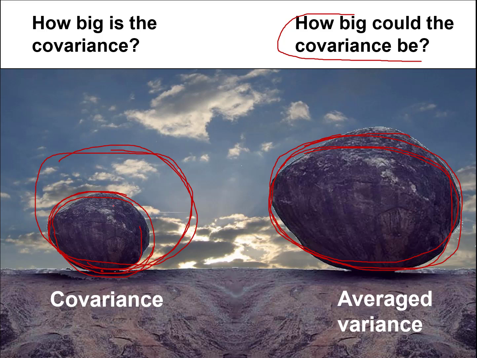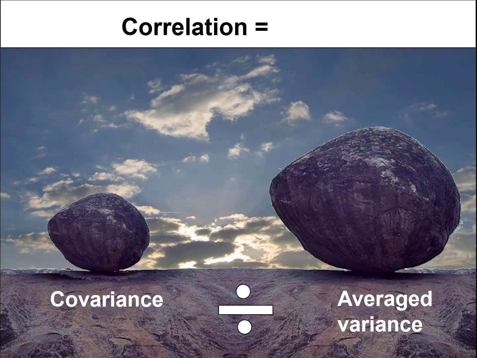So what we want to do to get a measure of strength of relationship, to get a sense of how strong the relationship is between two variables, we can ask the question, how big is our covariance compared to the size of our averaged variance? How big is our covariance compared to the biggest size that our covariance possibly could be, which is the size of our averaged variance? So how could we do that? Well, we can make that comparison by simply taking our covariance and dividing it by a measure of averaged variance.